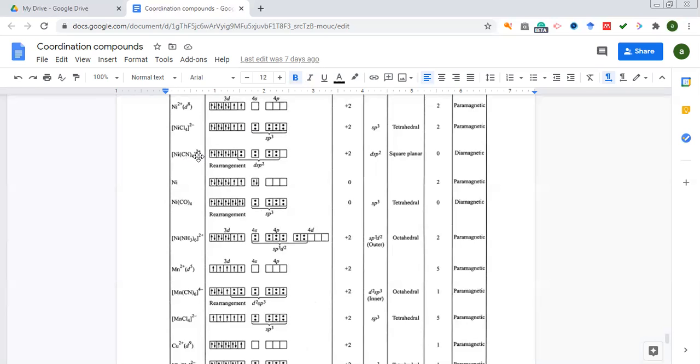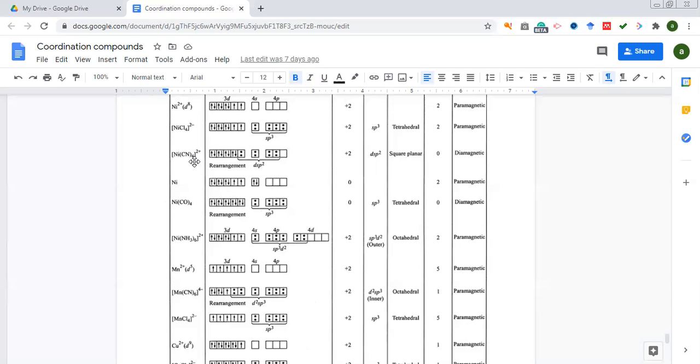Next, look at the next example. Ni(CN)4 in square brackets. What is the charge? 2-. If you calculate the oxidation state of nickel, again it is Ni+2. What is the electronic configuration of Ni+2? That is 3d8, 4s0, 4p0. But here, see which ligand we have. We have a strong field ligand. The strong field ligand will pair up the electrons, so they shift the electron from one orbital into another orbital, thereby providing one vacant d orbital. Now this d orbital becomes vacant.